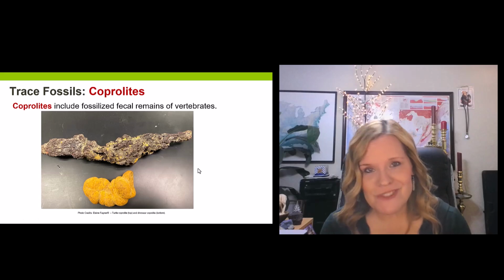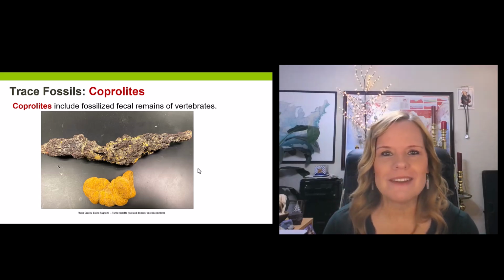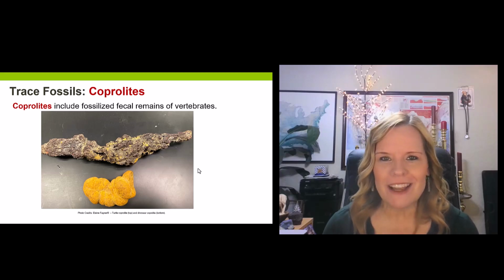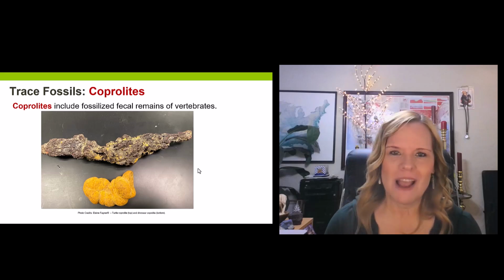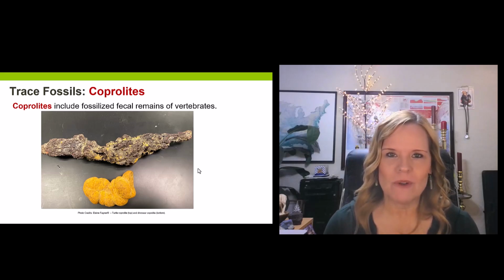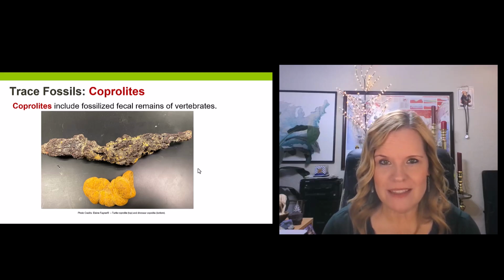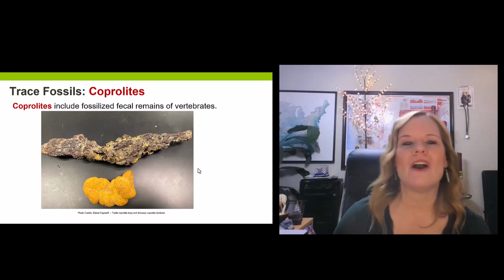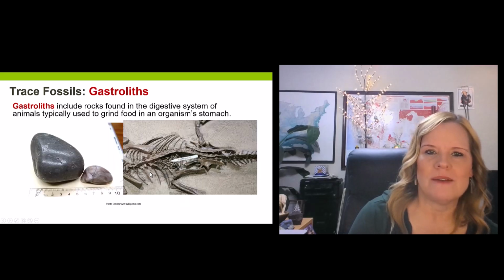Coprolites are my personal favorite of all the different trace fossils. They come in 31 different flavors, like Baskin-Robbins ice cream. We can actually get down to the nitty-gritty of what animals were eating when they had their last meal. Coprolites, while they came out of an animal, are not considered a body fossil because they're not in the animal. They're not a bone. They're not a tooth. They are an excretion. So they are the remains of vertebrate animals.